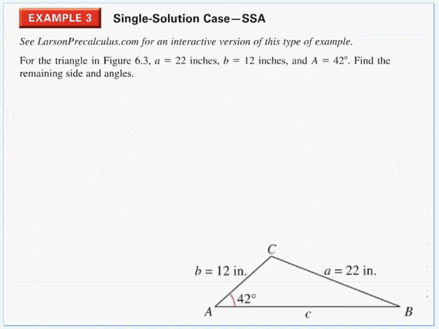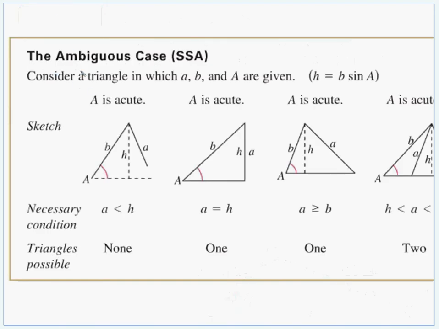Okay, this will be our last example in this video, and we're just starting to look at the side-side-angle case. Now here it says single solution. When we're dealing with this ambiguous case, this is why there's not a side-side-angle theorem in geometry, because there's not just one possible other triangle, there could be two.